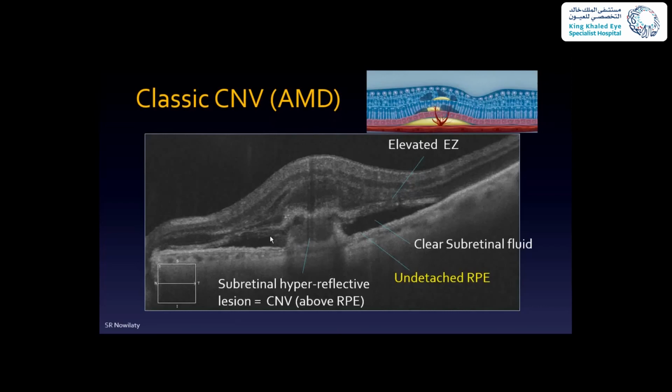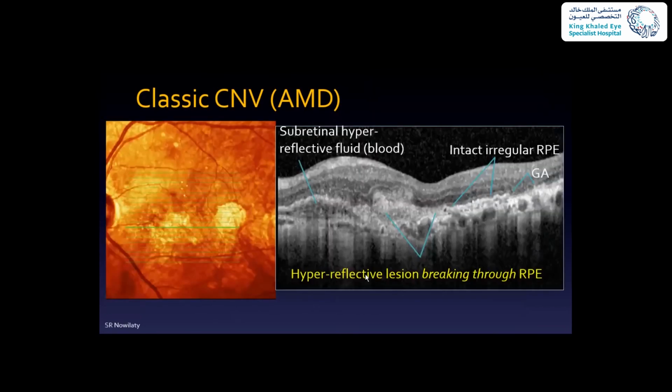You can have clear subretinal fluid if it's not too chronic. Okay, you have an elevated ellipsoid zone, but the CNV lesion is above the RPE. And the RPE may not be detached. Here you have Bruch's membrane, the RPE, and the RPE looks like it's intact. Okay, that's a classic CNV.